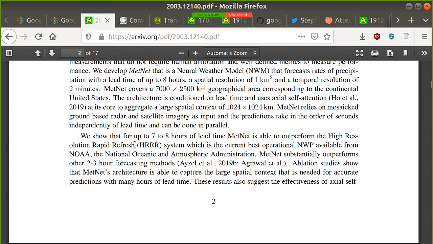So they publish the precipitation rate data as well as other inputs to this numerical weather prediction system.